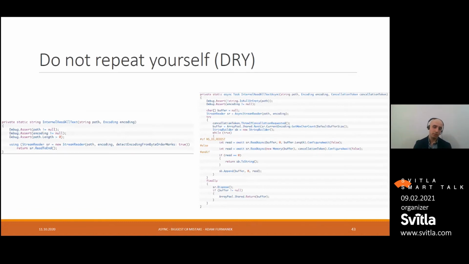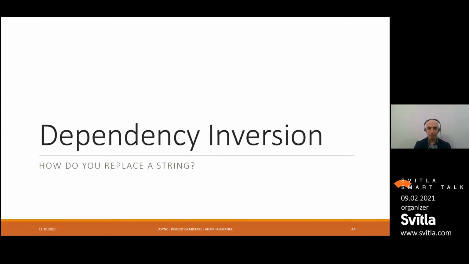And because we are still in some sort of transition period from the whole API being synchronous to the whole API being asynchronous, we cannot, unfortunately, just go with one implementation. We need to provide two. So do not repeat yourself is broken with this async and await thingy.